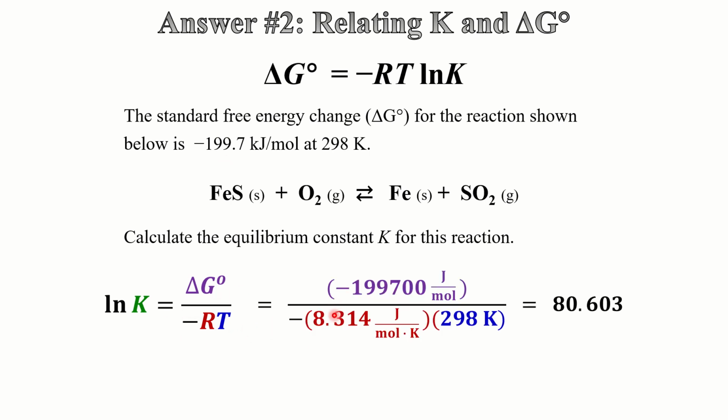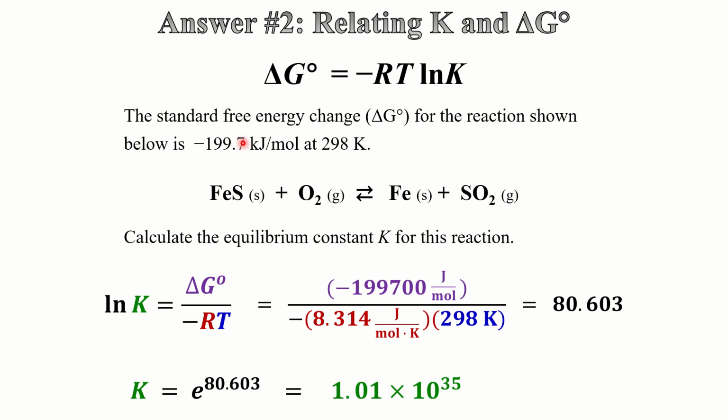Delta G naught is negative 199.7, which would be negative 199,700 joules per mole, over negative 8.314 joule per mole Kelvin, times the temperature given as 298 Kelvin, and this is equal to 80.603. So ln K equals 80.603. Then to solve for K, we raise both sides by a power of e, so K equals e to the 80.603, and K is equal to 1.01 times 10 to the 35th, a huge K value.